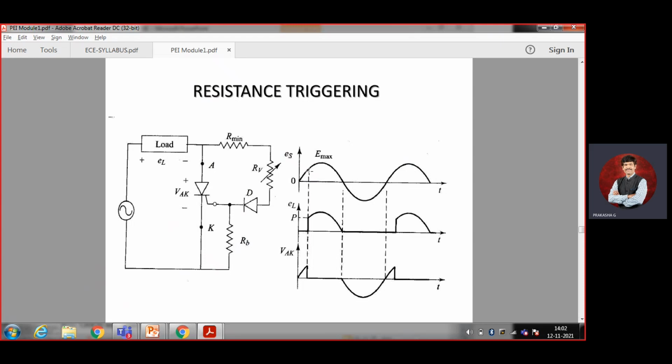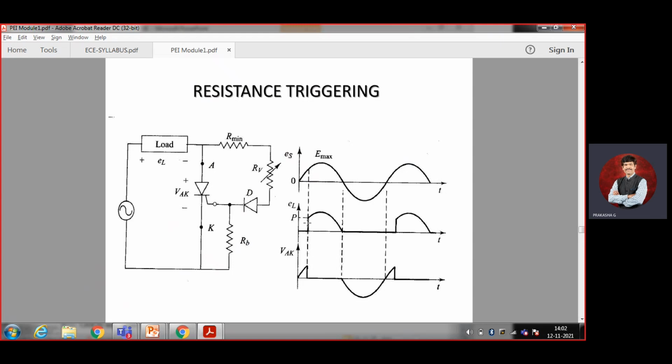Here we have ES, that is the source, a pulse like an AC signal, and EL, the load that is connected over there. EL we are also able to plot. How we get EL is very important. Until you give the gate pulse, your SCR will not work at all.